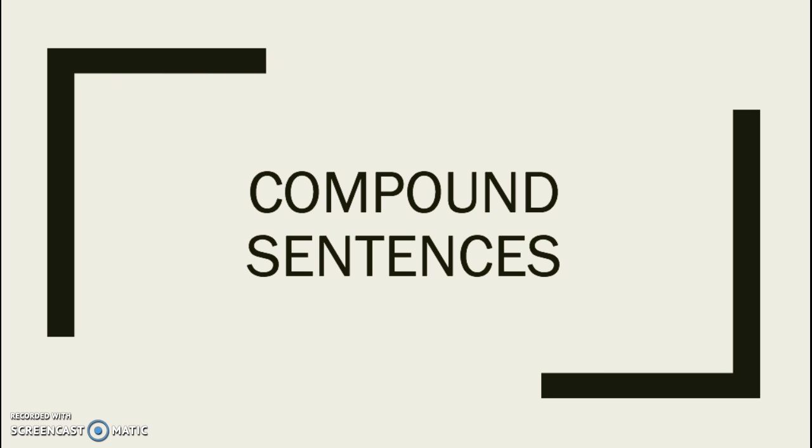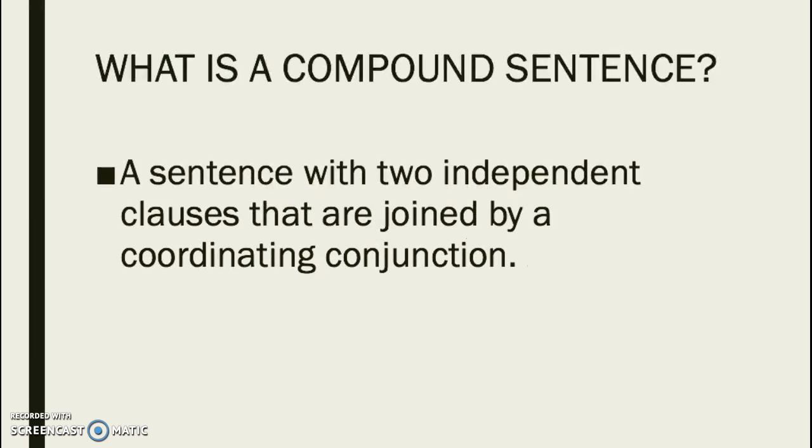Compound sentences can be helpful when we're writing by varying the length of our sentences. This lets our writing flow better by using longer sentences rather than multiple short, choppy ones. So a compound sentence is formed by two independent clauses that are joined together by a coordinating conjunction. And we're going to go ahead and go over both of those terms right now.